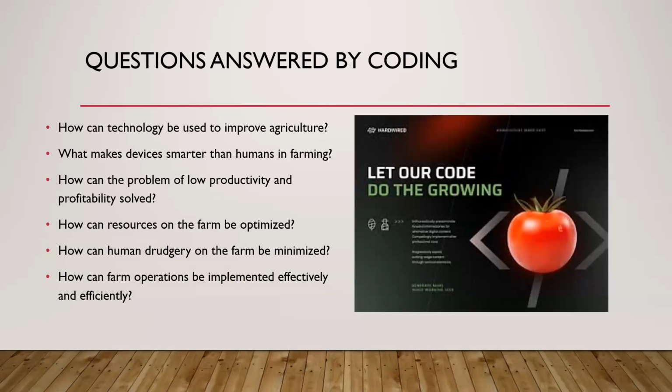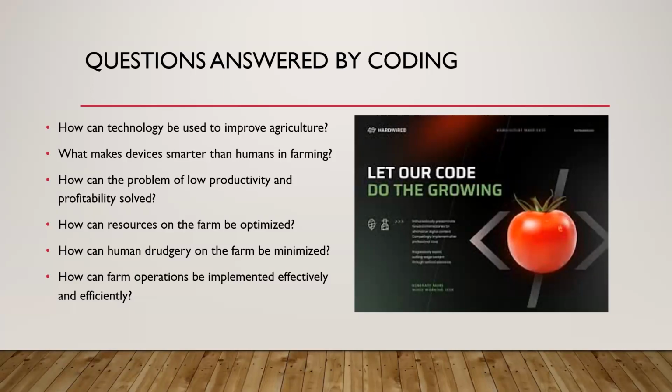One of the questions that can be answered by coding is, how can technology be used to improve agriculture? As many of you know, in this program we are targeting many of the youth, because many of the youth do not want to go into agriculture because it is laborious, it has drudgery, and all of that. But if technology is available, then you can get more youth involved in agriculture. That's why coding is important in helping to improve agriculture.